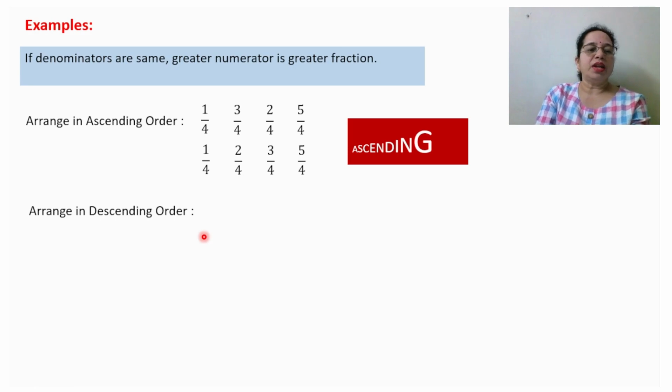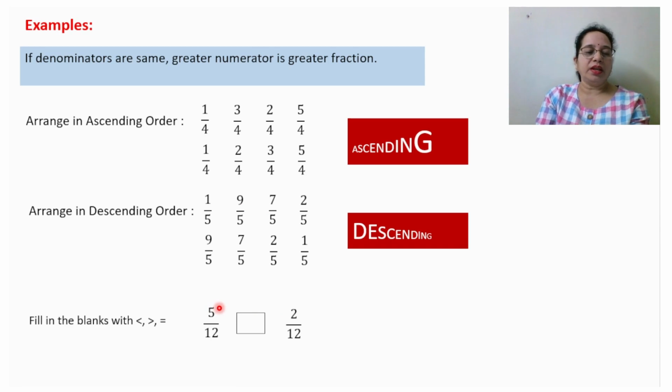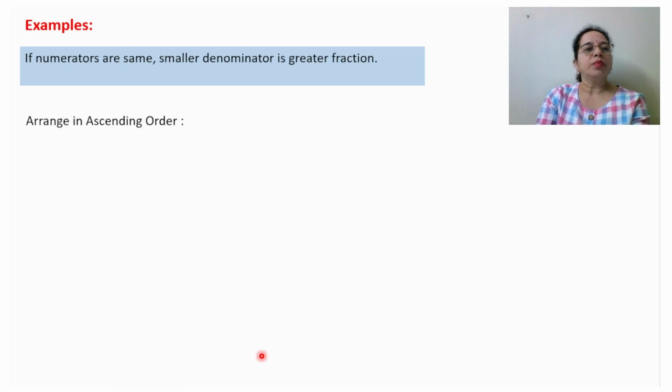Take one more example, arrange in descending order. Here your denominators are same. So we need to start with the greater one. So 9 by 5, 7 by 5, 2 by 5 and 1 by 5. For fill up the blanks, 5 upon 12 and 2 upon 12. So the greater numerator is the greater fraction. So this symbol will come in fill up the blanks.